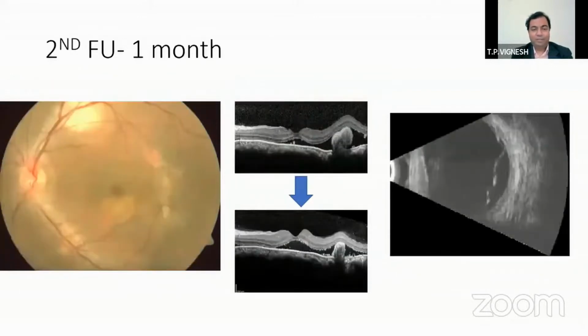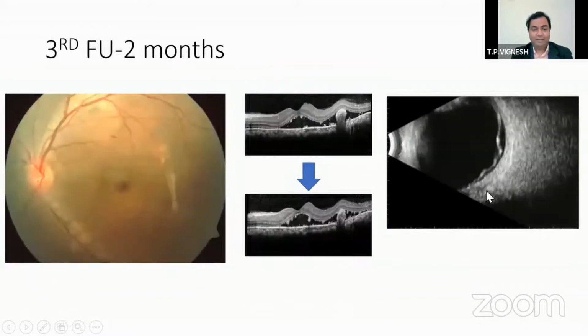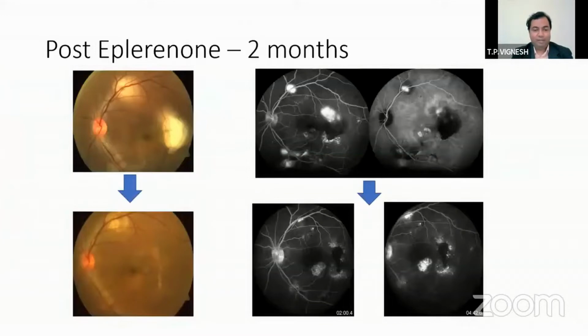So at the end of 1 month, there was further decrease in fibrin as well as the inferior bullous RD. At the second month, there was still a decrease in the subretinal fibrin as well as the inferior bullous RD, but at the fovea, the fluid was persisting. So I repeated the angiography and found the leaks to be reduced. Leaks have come down in most of the areas.